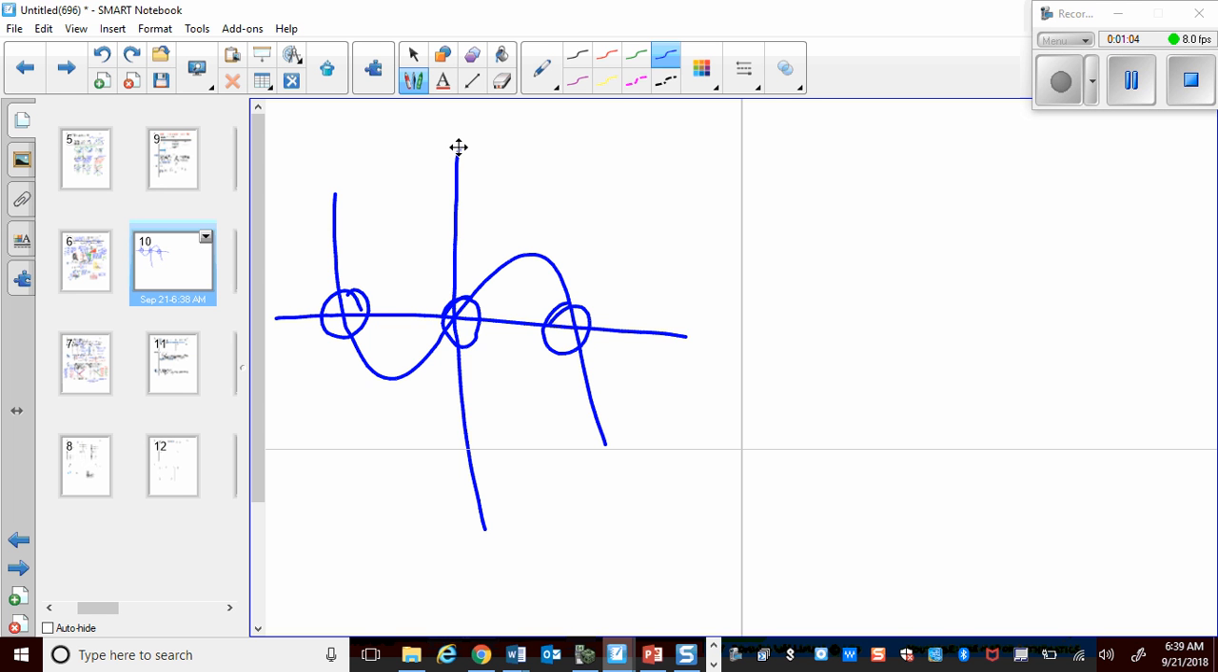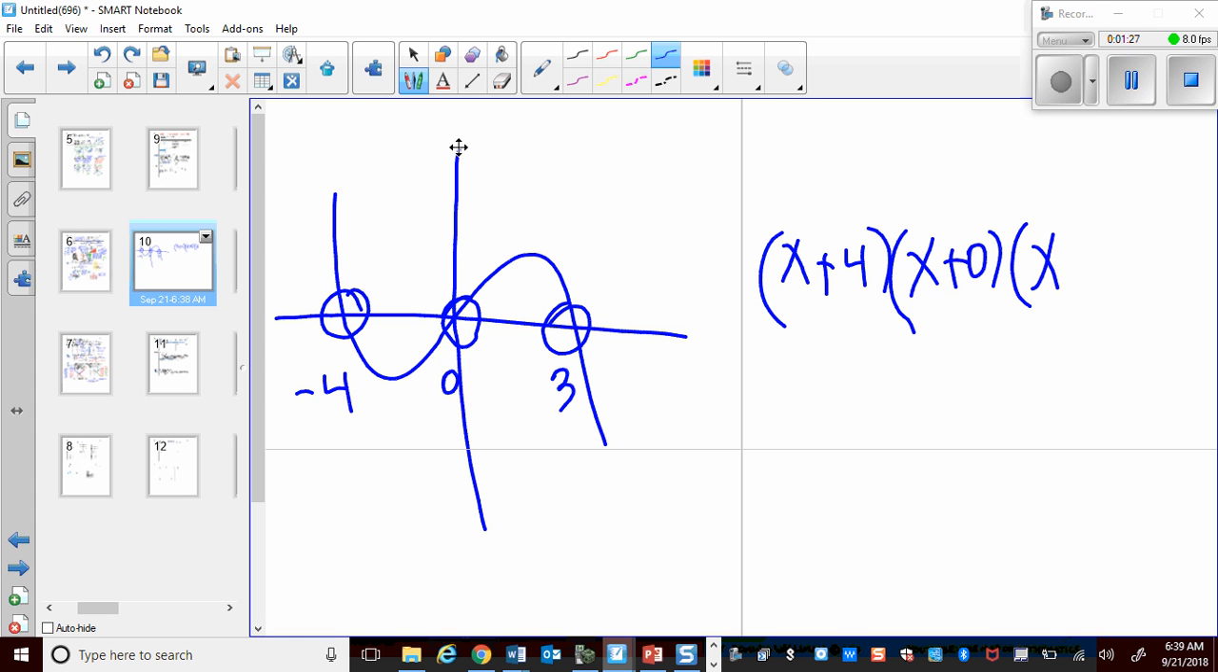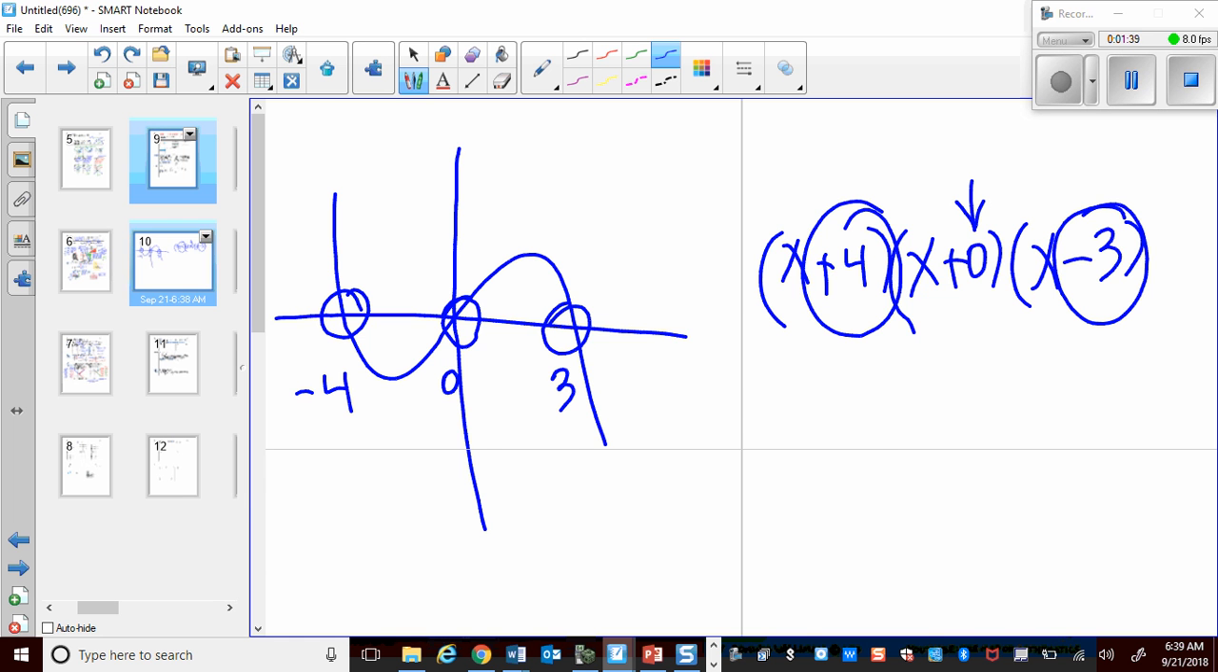What you can do with these critical points, let's say this is -4, this is 0, this is the x value of 3, is craft an equation. My equation here could be x plus 4, times x plus 0, or just x, times x plus, we'll say, -3. If you notice, these factors are opposites of the points, with the exception of 0, because 0 is just 0. So we're just going to get started here, okay?